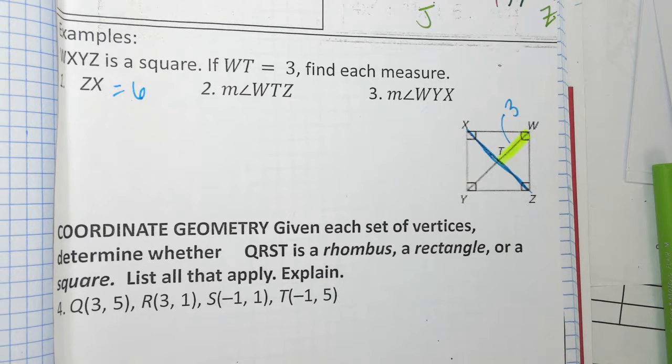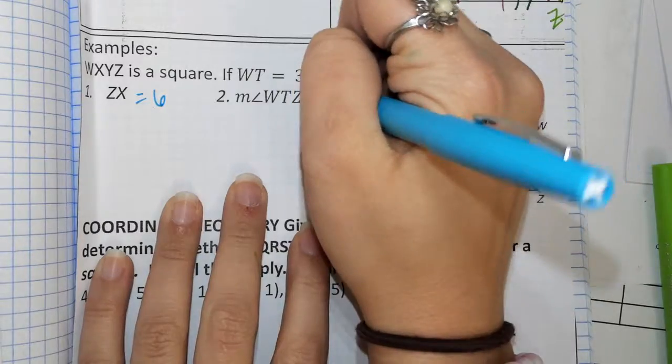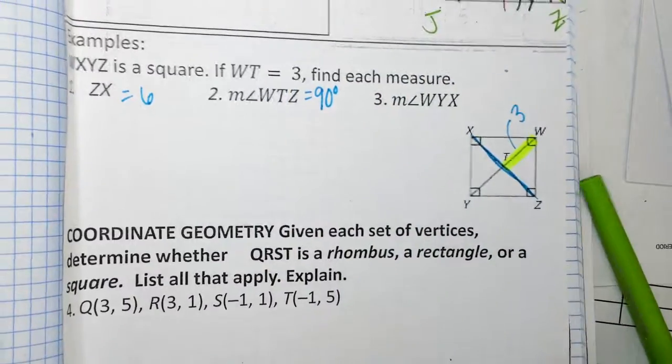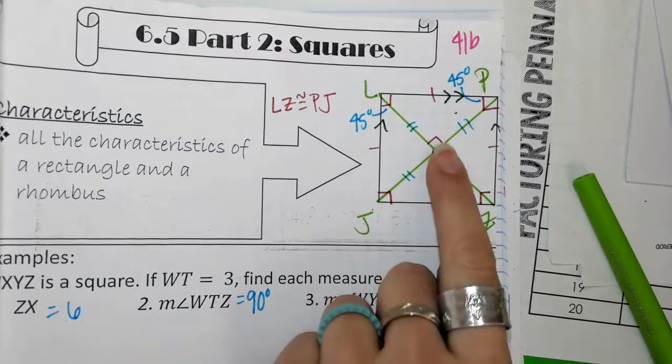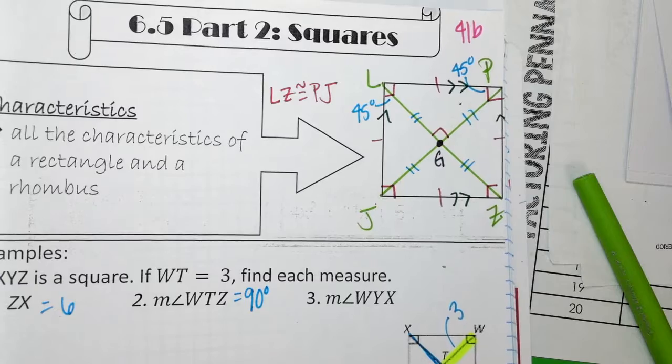Alright, number 2, the measure of angle WTZ. 90. Take a point, Drake. Now, the reason is, if you go back up and look at your picture like you should be doing, we know that the diagonals intersect at a right angle. That means that it's 90 degrees.